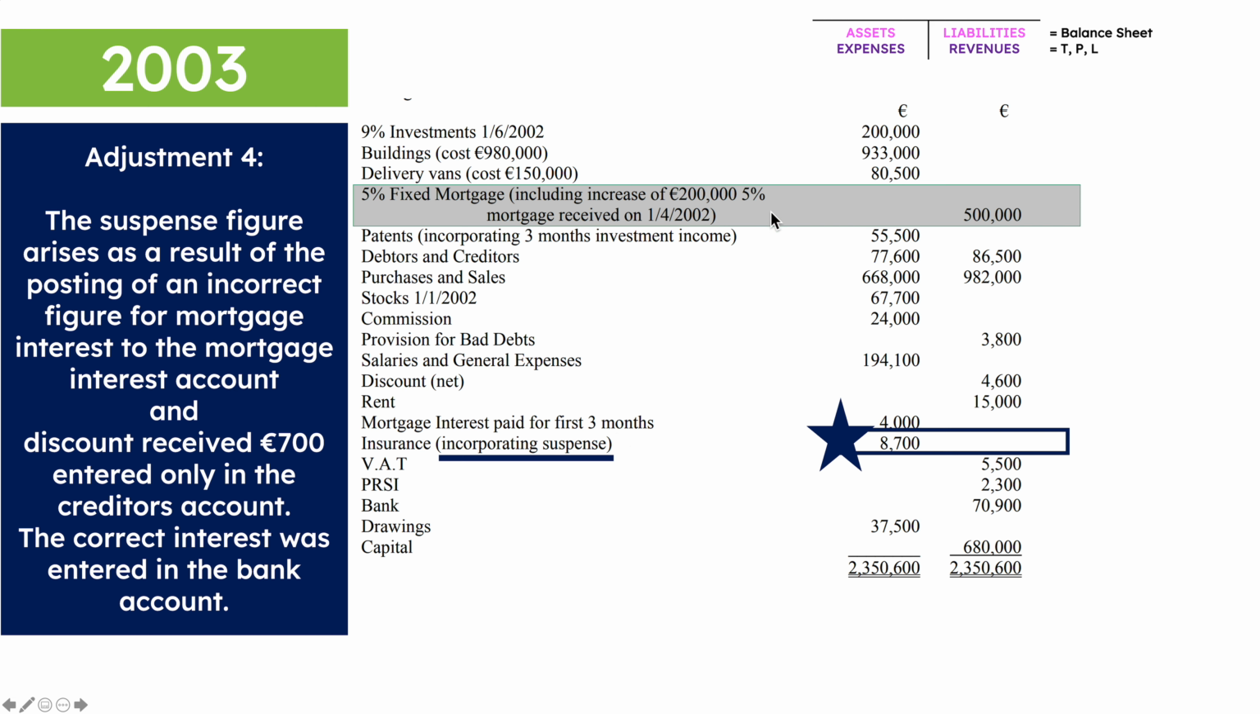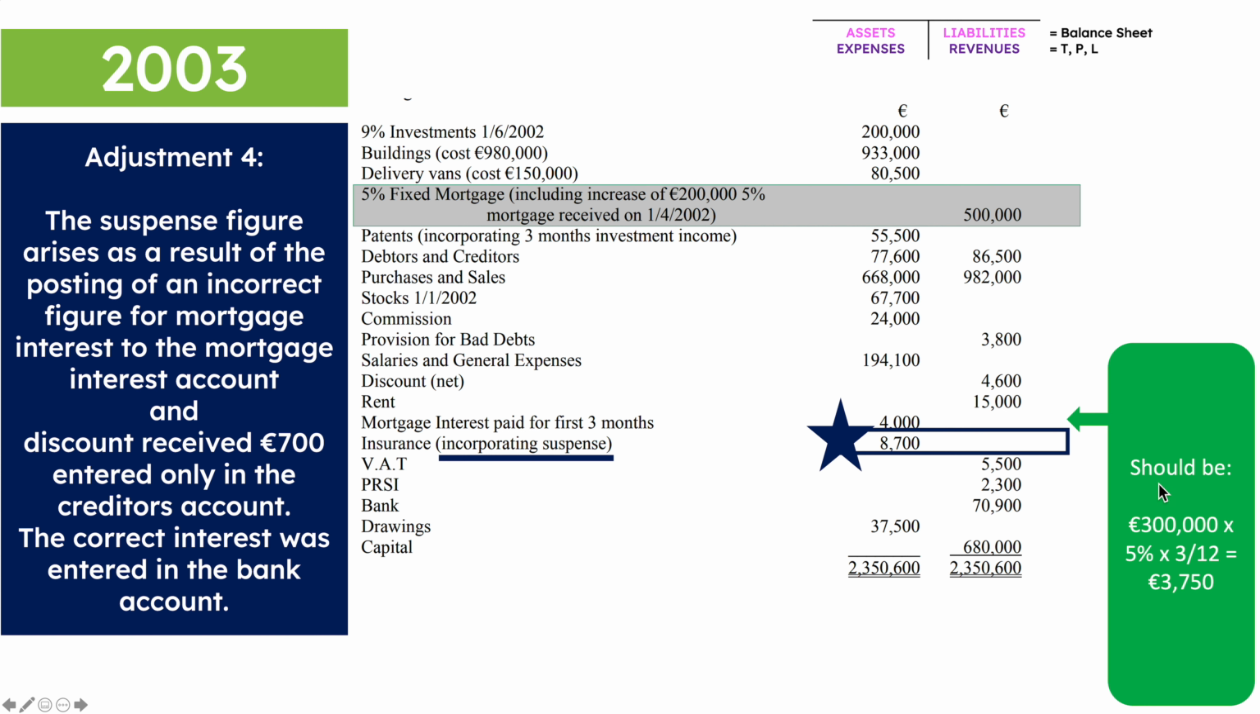Well, our 5% mortgage, including an increase of 200,000, 5% mortgage received on the 1st of the 4th, it's 500,000. So before the 1st of the 4th, for the first 3 months, it would be 500,000 minus 200,000. So that's 300,000 by 5% by 3 over 12, that's 3,750. So 4,000 minus 250 would be my 3,750. But my two sides will not equal because I've minused 250 from the debit side. So what will I do? I'll find my item incorporating suspense, which is also on the debit side.